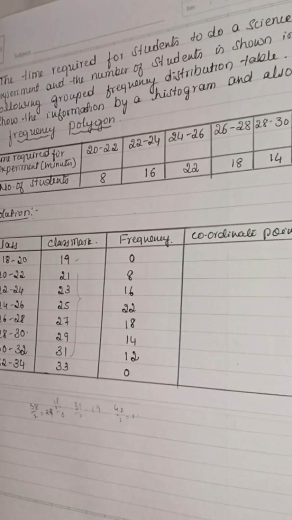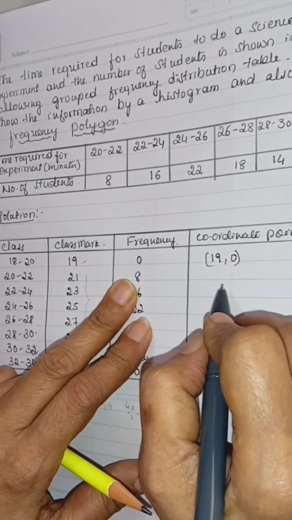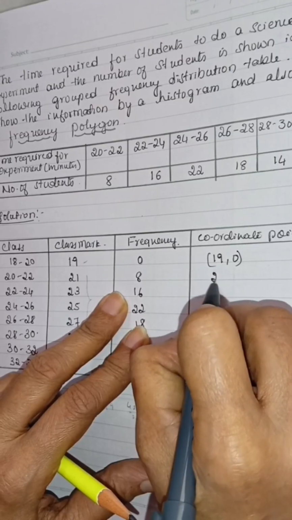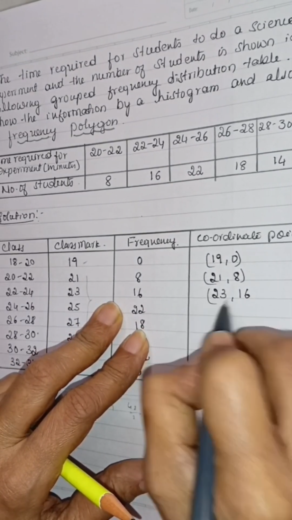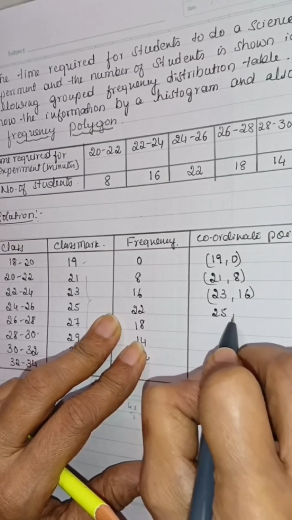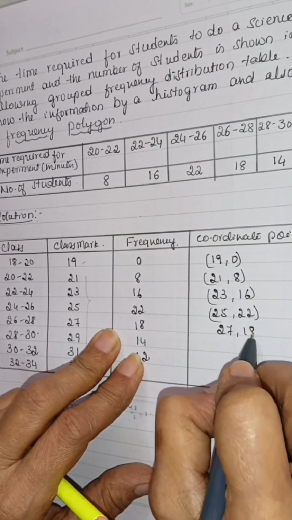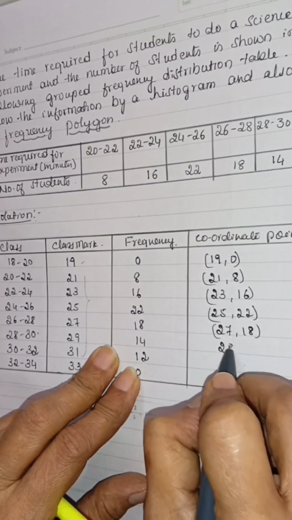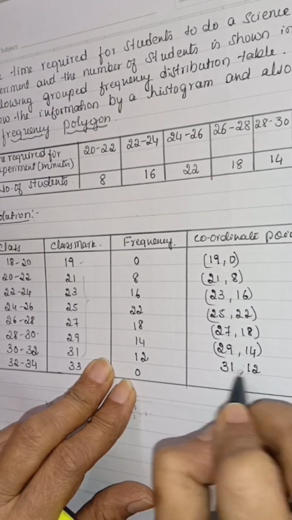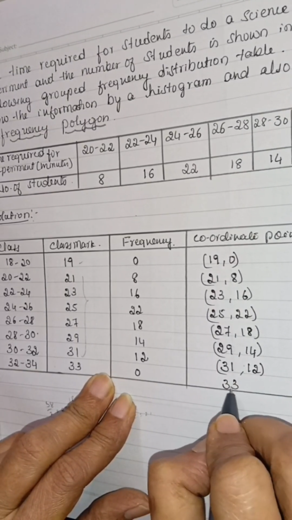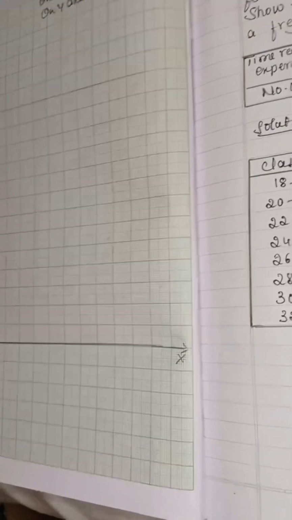Now write the coordinates. x-axis is 19, y-axis is 0. Then x-axis 21, 8; 23, 16; 25, 22; 27, 18; 29, 14; 31, 12; 33, 0. Now we have to draw.